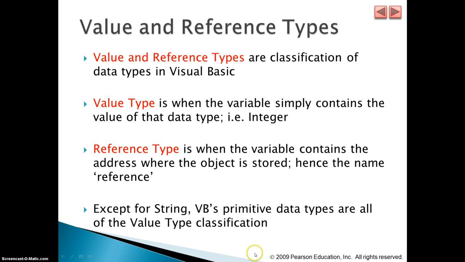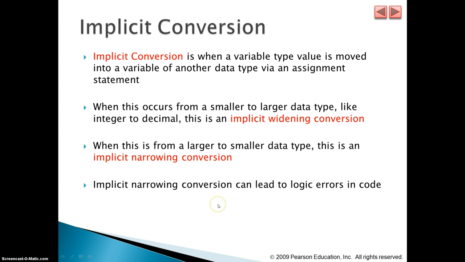So basically, except for strings, VB's primitive data types like integer, Boolean, decimal, those things we've been using, they are all value type by default classification.